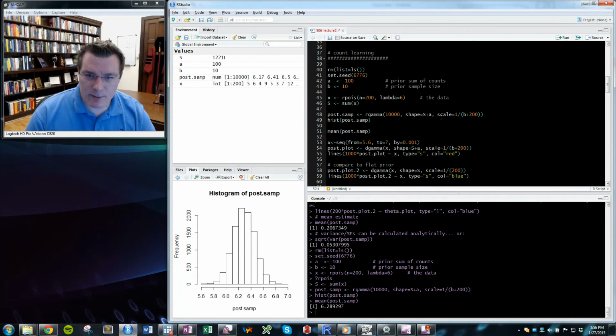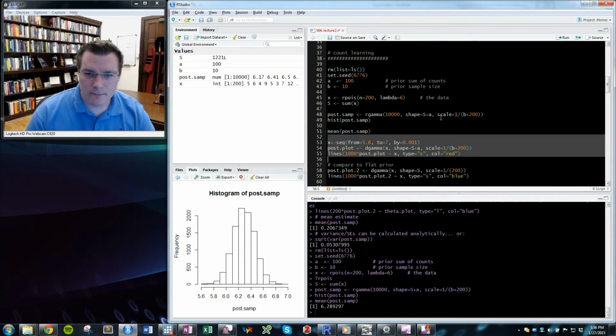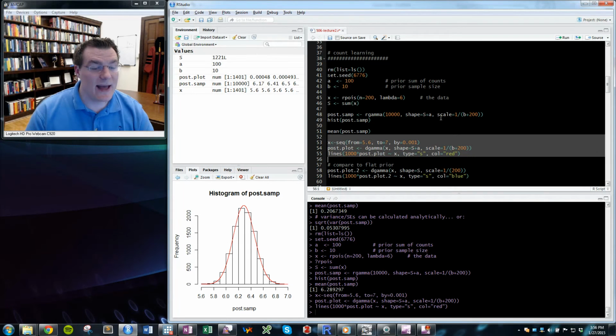Once again, I can plot that's the analytical form of the posterior density, which, because we used a conjugate prior, we know.